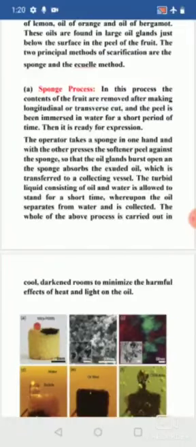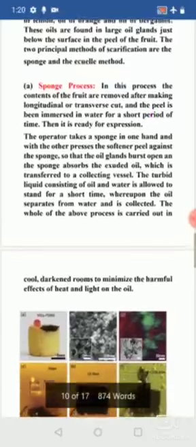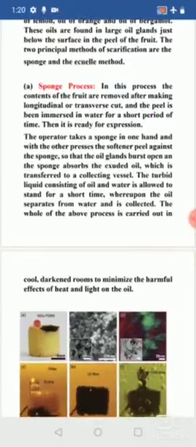The exuded volatile oil is absorbed on the sponge. Then you are going to squeeze the sponge into the container. You are going to leave it for some time, because it contains oil and water. The oil and water are immiscible with each other, so they are going to separate. You are going to collect the oil and filter it for further purification.